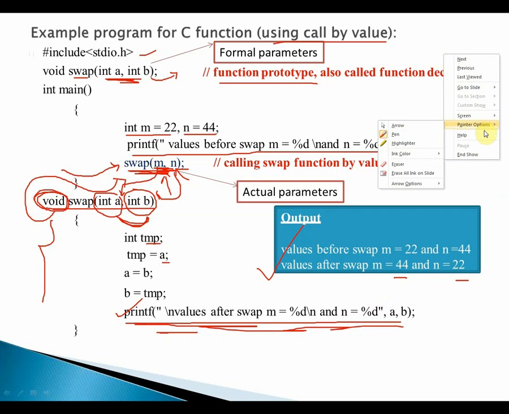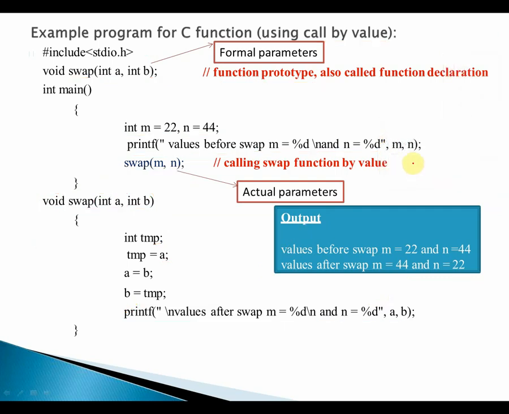Now let us just run through everything. I will just erase all the ink and tell you the order of execution. So the first line which will be executed is the header file. After that, the function prototype will be executed, so the compiler knows that there is a function called swap, which takes two formal parameters, one is A and one is B. The return type of this function is void, which means the function does not return anything.